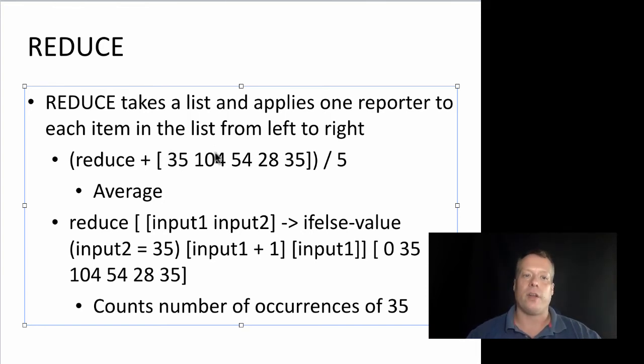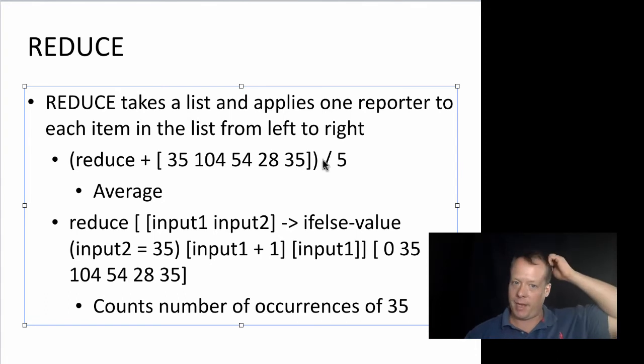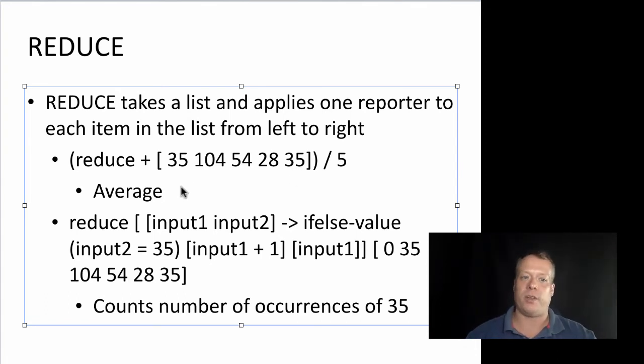So it's going to take 35 and add it to 104, take the result and add it to 54, take the result and add it to 28, take the result and add it to 35. And then by dividing by 5, this is now computing the average of that list. Right? And of course, you can do it with 2 inputs. So we can again use this anonymous function to do input 1, input 2: if value of input 2 equals 35, then do input 1 plus 1, otherwise input 1.